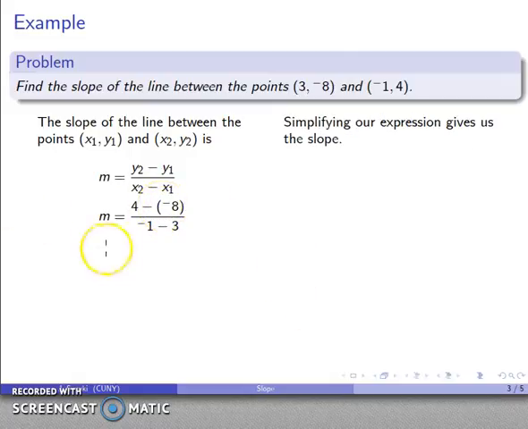And now I can simplify this expression. This is 4 minus -8. That's 4 plus 8. -1 minus 3 is going to be -4. And let's see, 4 plus 8 is 12, divided by -4, and I can simplify that quotient, and I get a slope of -3.